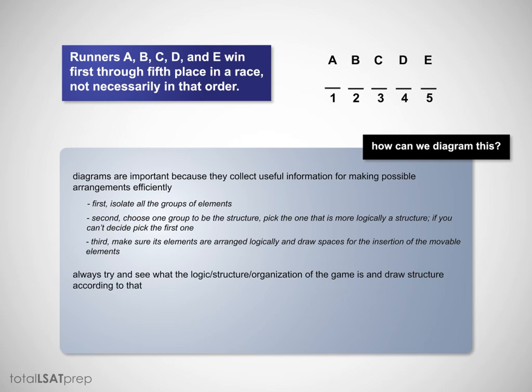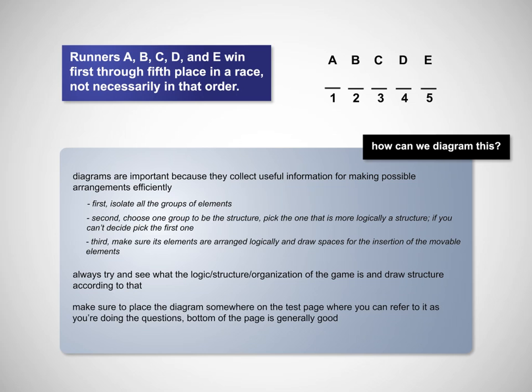You should always try and see what the logic or the structure or the organization of the game is, and draw the structure according to that. They do make it relatively straightforward for you. They're not going to try and trick you by giving you a game that it's very difficult to figure out how it would be arranged spatially. So there's always some sort of logic behind it. And as you do more of these games, you'll just get more experience in identifying it quickly. And you should make sure to place the diagram somewhere on the test page where you can refer to it as you're doing the questions. The bottom of the page is generally good. It just gives you the most space.